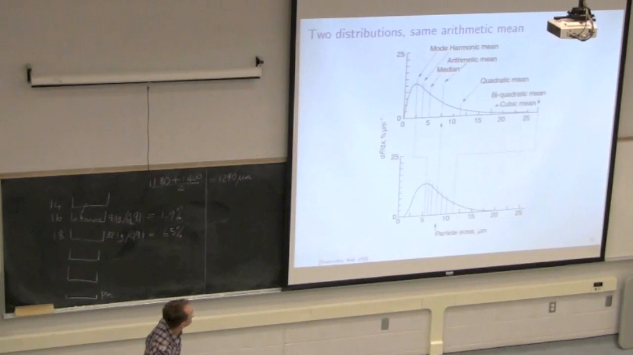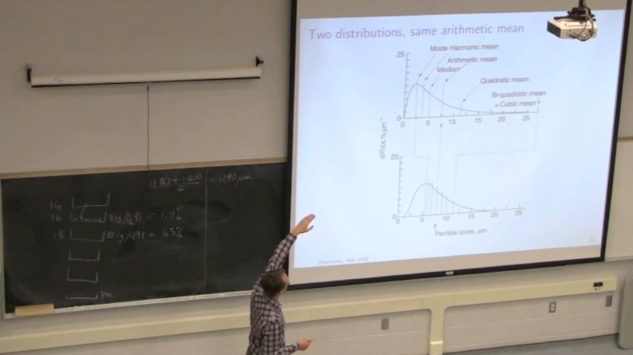Now what I'd like you to take from this is let's take a look at this example that illustrates the point quite nicely that I'm trying to make. So here's 1, 2, 3, 4, 5, 6, 7 different means shown for a histogram at the top, for a particle size distribution. So there's seven types of means.